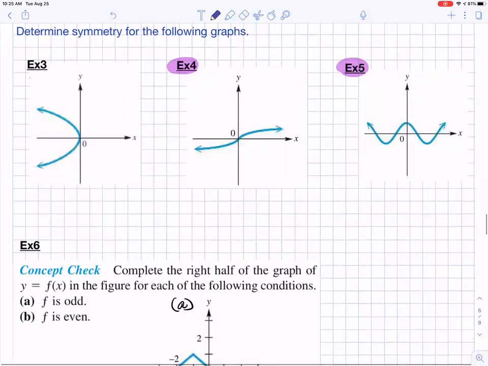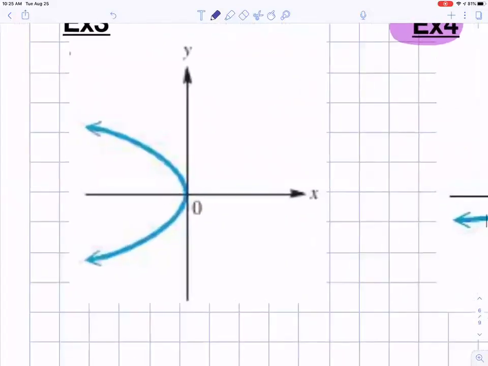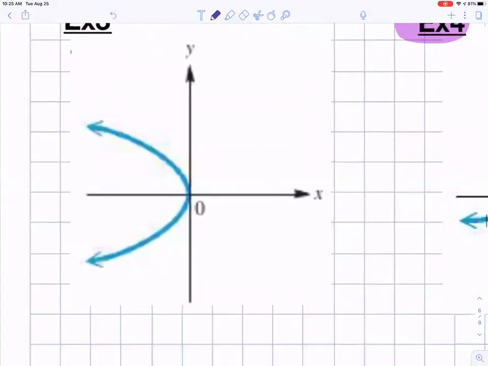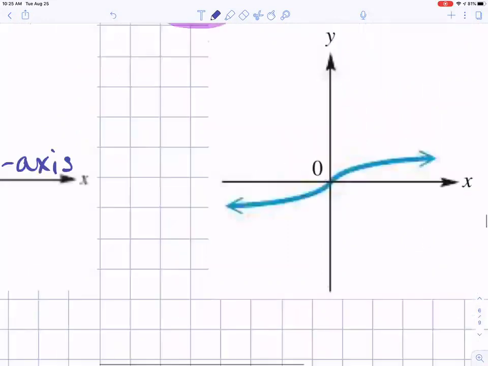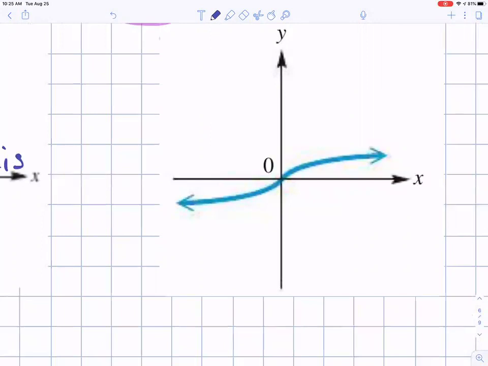Now, before I talk about running that test, let's just talk about visual. What kind of symmetry does number 3 have? It has x-axis symmetry, right? My x-axis is my mirror. What about the next one? Origin. If you turn that upside down, it looks exactly the same. So this one has origin symmetry.